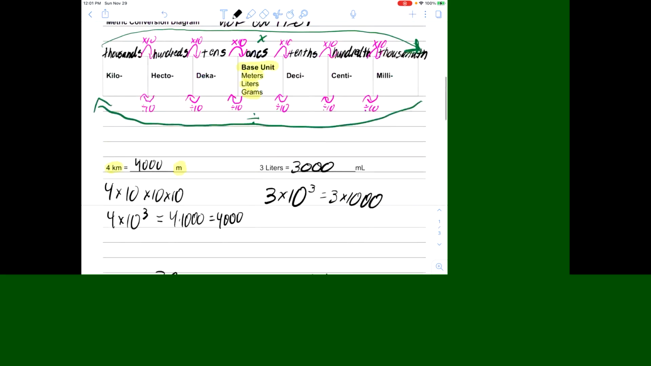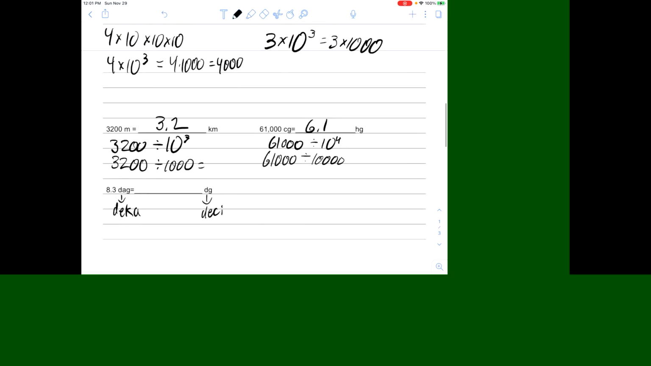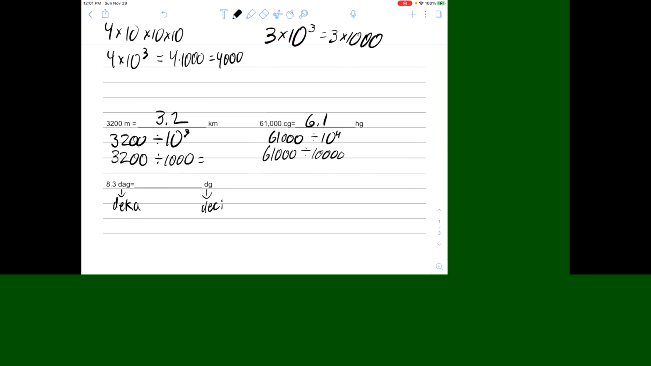All right, so let's look up here. Here's deca, here's deci. I'm going that way, so I'll be multiplying. And it's 1, 2 steps. All right. So I have 8.3 multiplying by 10 to the second power. 10 to the second power, that's just 100. 8.3 times 100 is 830.